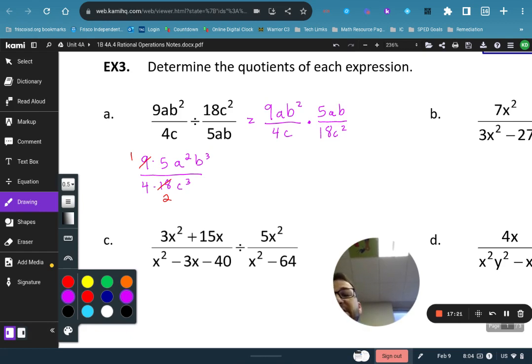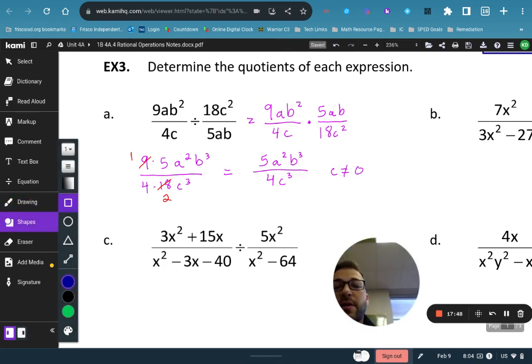So my final answer would be 5a squared b cubed over 4c cubed. And then the only restriction I'm going to have is that c down there in the bottom, I can't plug in 0 for it, so c cannot equal 0. And then we're good to go.